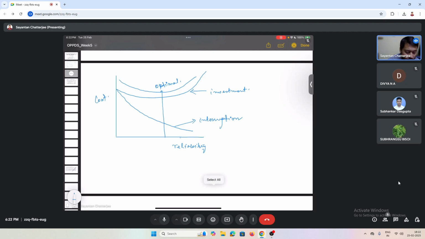So here we can find that this is the bathtub curve, as I discussed. Based on the bathtub curve, this is the point where the optimal cost can be ensured, and the optimal reliability can also be ensured at a fixed cost. Okay, minimal point.